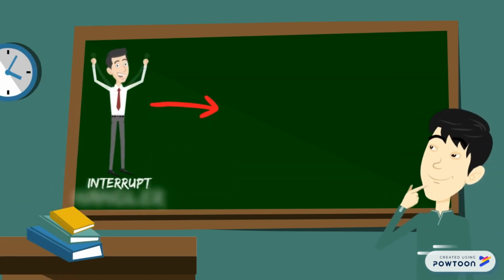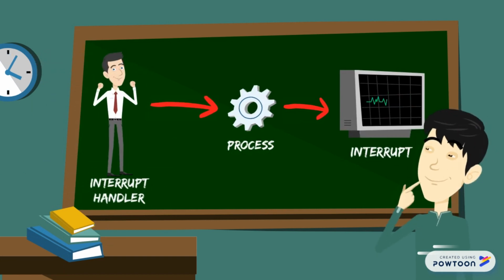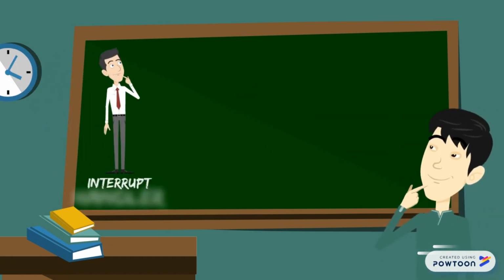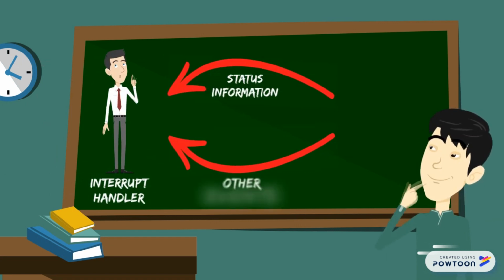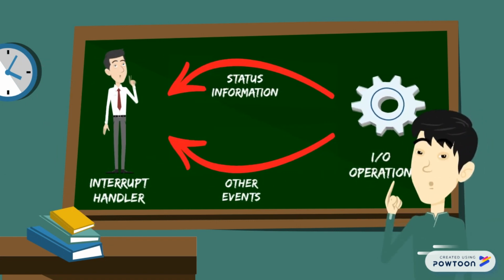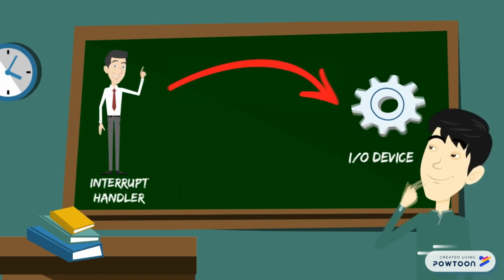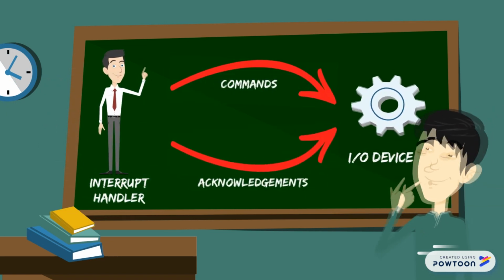The interrupt handler next processes the interrupt. This includes an examination of status information relating to the I/O operation or other event that caused an interrupt. It may also involve sending additional commands or acknowledgements to the I/O device.